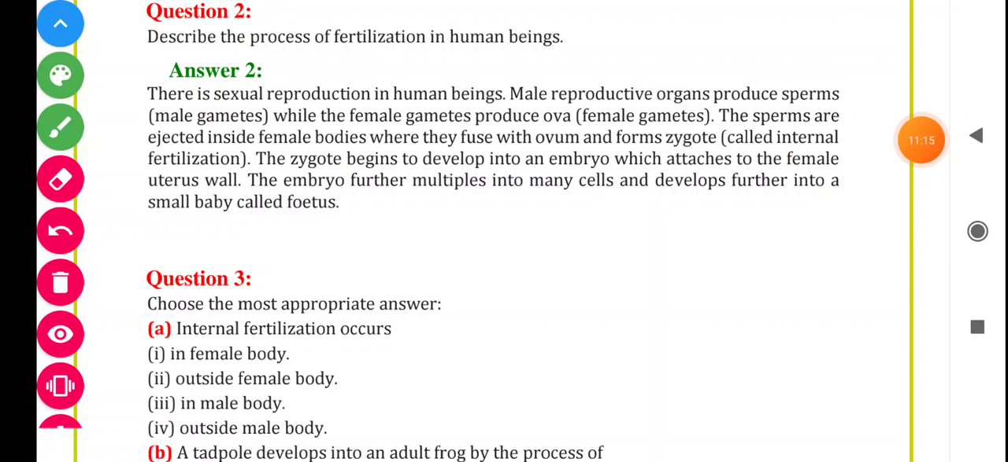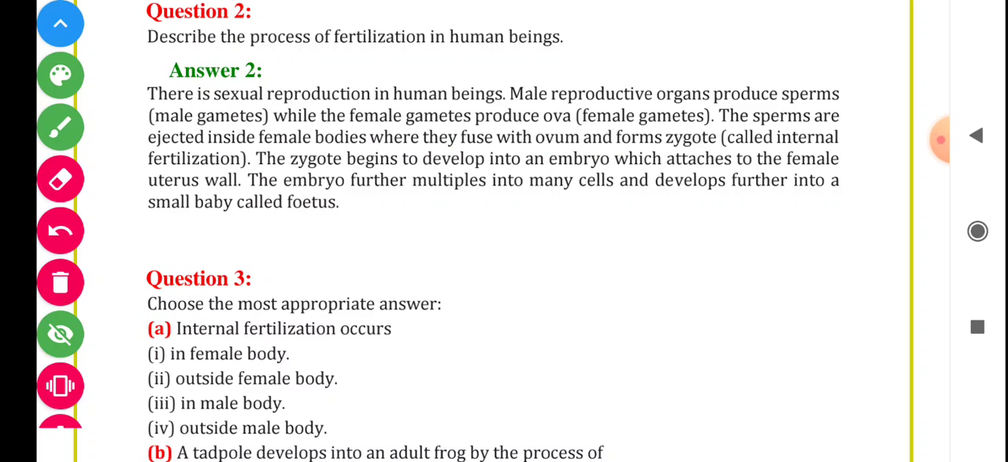Question number 2 is, describe the process of fertilization in human beings. What is the process of fertilization in human beings? First, it is a sexual mode of reproduction in human beings, in which the male reproductive organs produce the sperms, which are the male gametes, while the female produces the ova, means the eggs. And the sperms are ejected inside the female body where they fuse with the ovum and form the zygote.